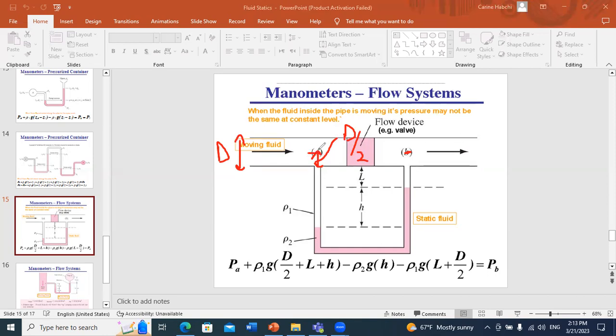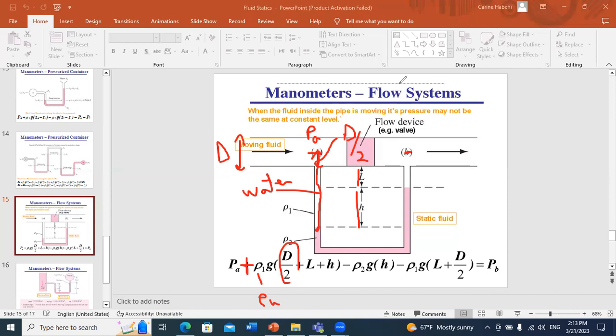Now, we are interested in the variation of pressure between A and B. So we say, let us start from this point. The pressure here is PA. Now, from this point to this one, I have the same fluid, which is water. From the color, you can know. So this is water. Because it's water and I'm moving downward, I should add the pressure. So I put plus rho water times g times the distance I moved down. I moved first D over 2, then I moved L, then I moved H. So the total depth moved is D over 2 plus L plus H.